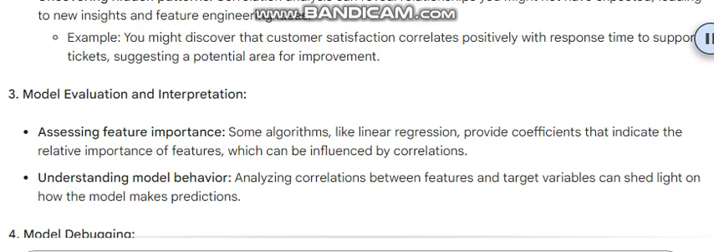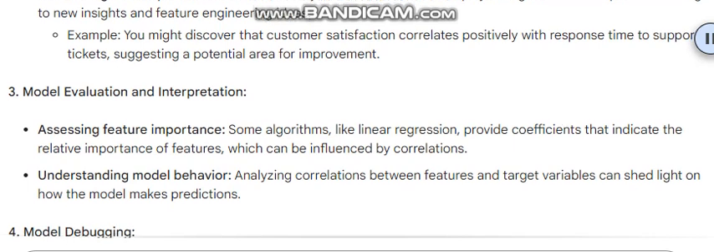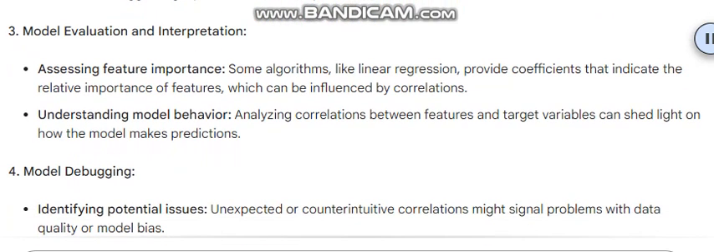for improvement. 3. Model evaluation and interpretation. Assessing feature importance. Some algorithms, like linear regression, provide coefficients that indicate the relative importance of features, which can be influenced by correlations. Understanding model behavior. Analyzing correlations between features and target variables can shed light on how the model makes predictions.